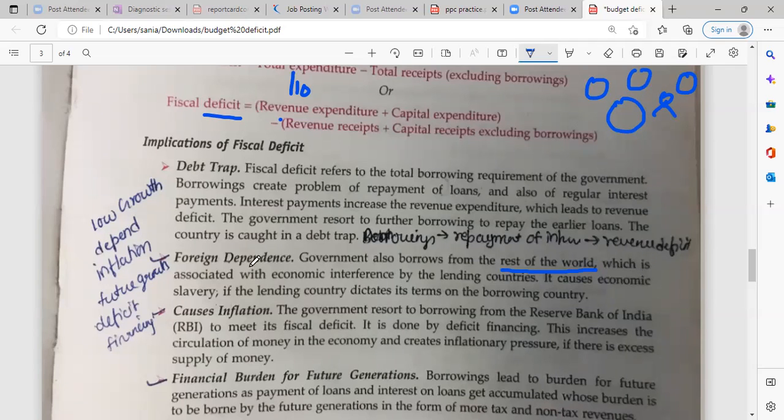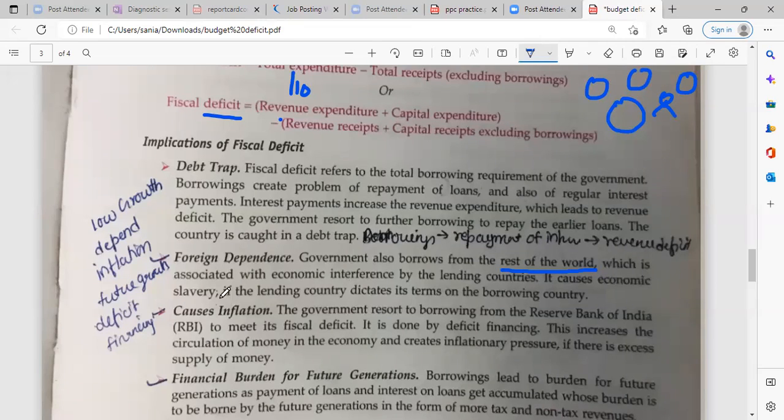Which is associated with economic interference by lending countries. Now what happened? They will lend money. See, there are two things. Borrowing is taking money. Lending money is basically giving money. So the government also borrows from the rest of the world. Sometimes the government will be taking money from the central bank, right? But if central banks are unable to do so, they'll be taking money from the rest of the world, which is associated with economic interference by lending countries. That is how our economic relation takes place. They will give us money, and sometimes we will be giving them money. So this is our economic relation, right?